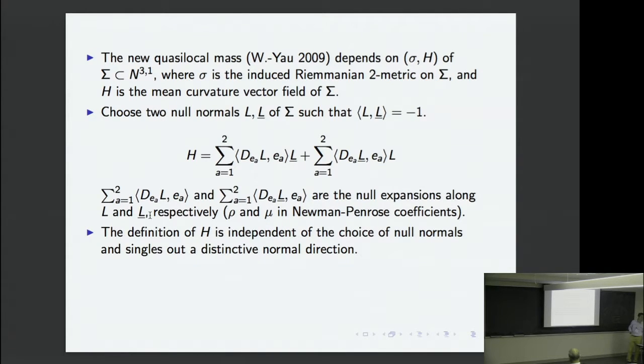Is this all the local invariance of a two-surface? Well, you still have the second fundamental form. Right, but you're not going to use that. I'm not going to use it. I'm only going to use the trace of the second fundamental form.